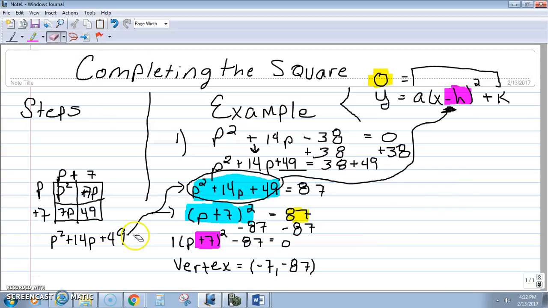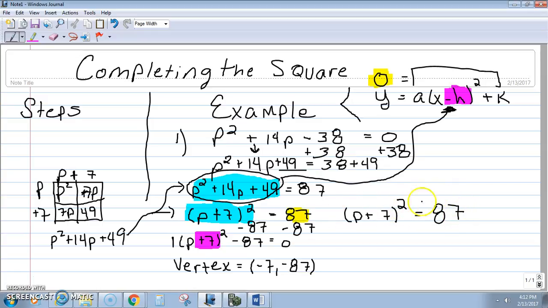How do I finish solving it? I need to solve what letter here makes this equal to 0. That's what I still have to figure out, right? So you guys are going to hate me, but we're going to go back up to before we subtracted the 87 from each side. So at this point, p plus 7 squared equals 87. Okay, I'm going to solve it from here.